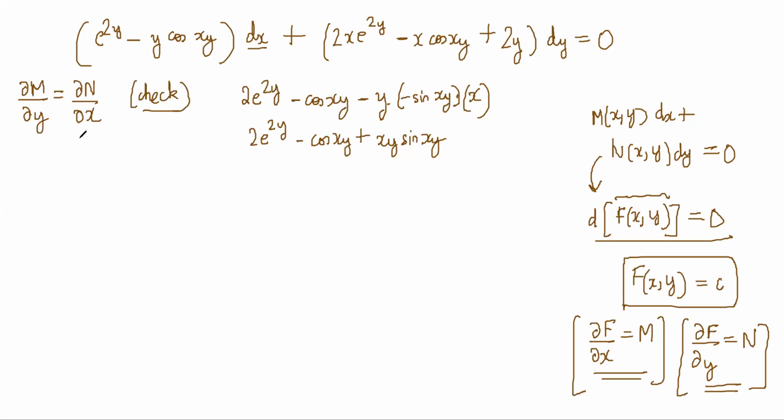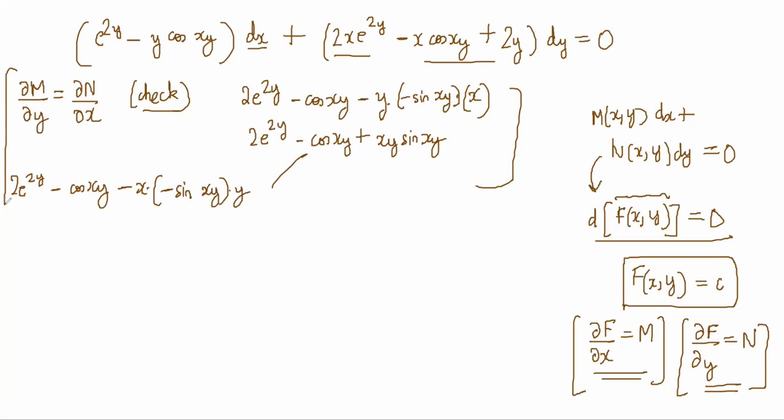And let's do the other part with respect to x. This becomes 2 e power 2y minus cos xy minus x into cos differentiation is minus sine, so minus sin xy into y. And this is 0. So this is matching, therefore it is exact. So we can proceed now.